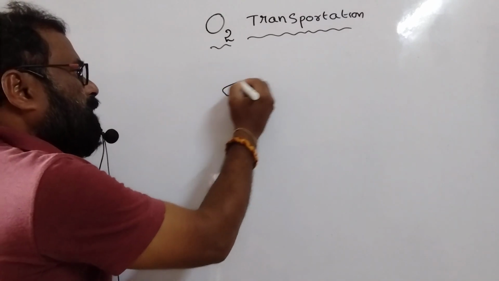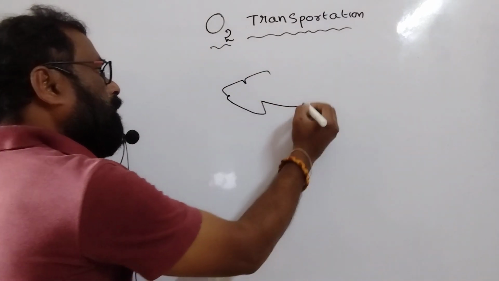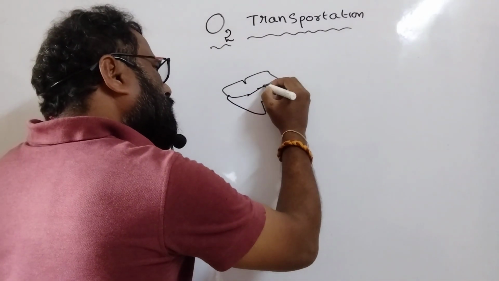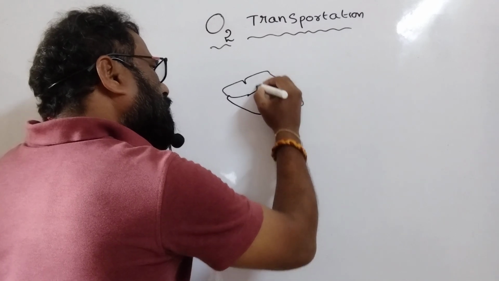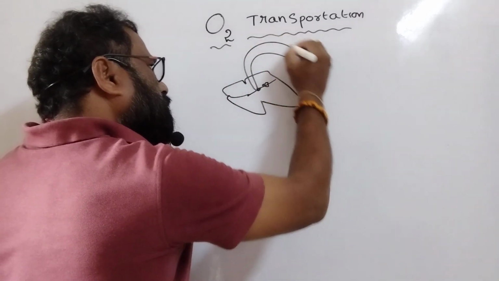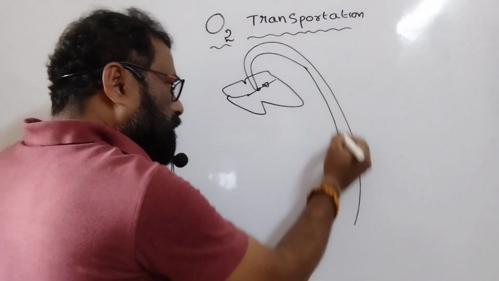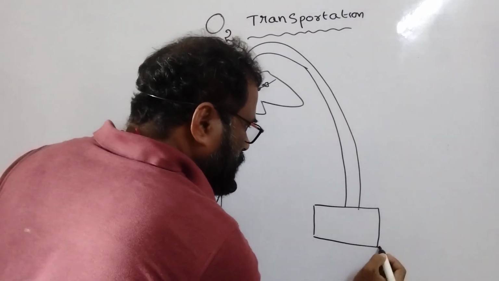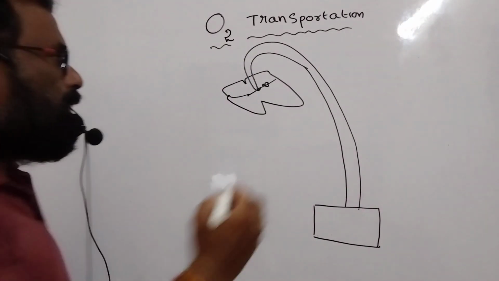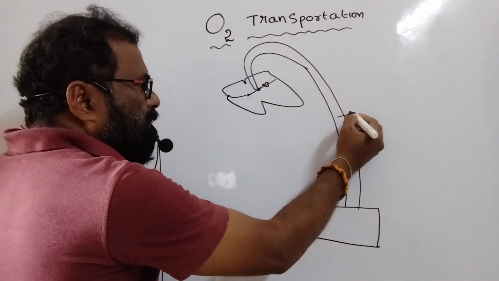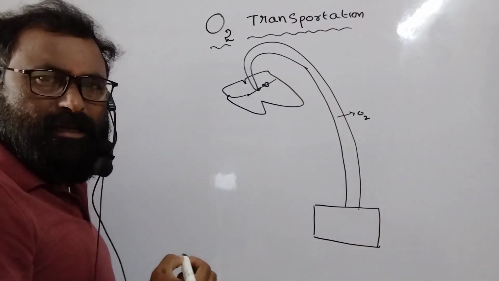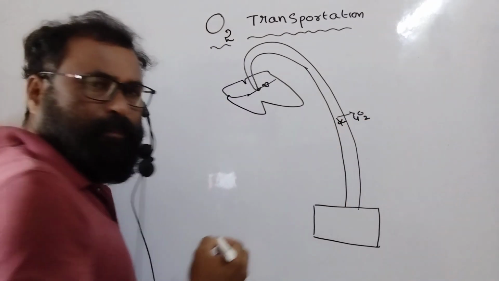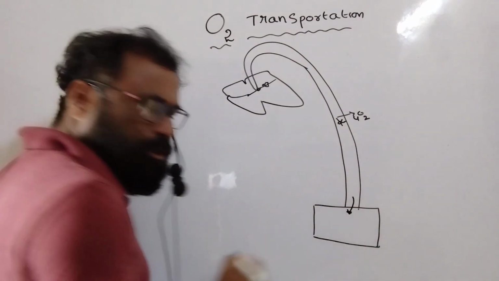Next one. It is our heart. It is our systemic aorta. It is our tissue. This is carrying oxygen with the help of hemoglobin. 4 moles of oxygen are carried and dumped into tissues.